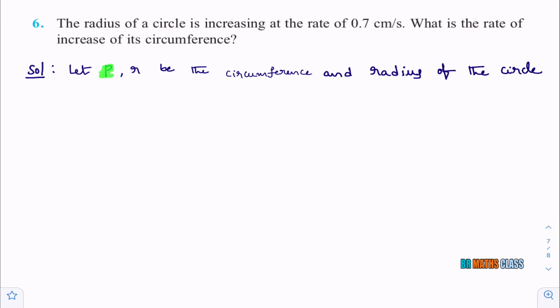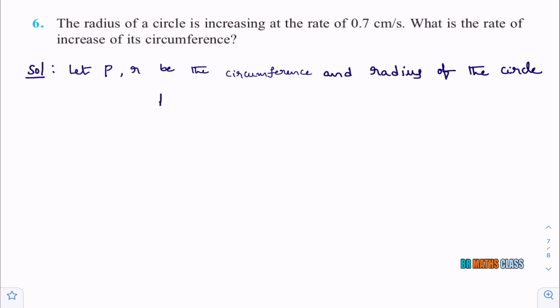So I wrote the first step of the solution. Let P be the circumference of the circle, and R be the radius of the circle. If you observe the question, what did they give? The radius of the circle is increasing at the rate of 0.7 centimeter per second. Directly they gave 0.7 centimeter per second, and they are saying rate of change of radius. Directly they gave it.